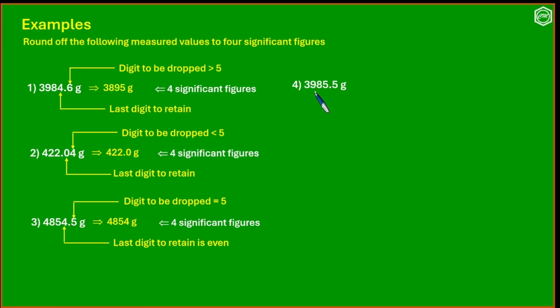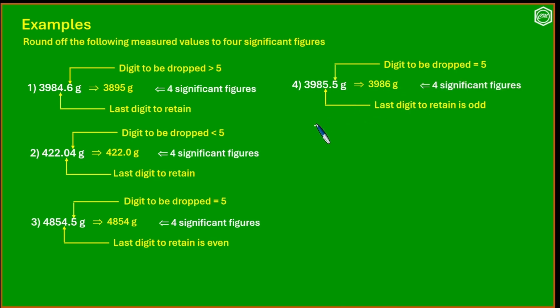Another example is 3985.5 gram. And there are 5 significant figures. So the last digit to be retained is 5 and the digit to be dropped is also 5. Since the last digit to retain is odd, it increases by 1. So the round off value will be 3986 gram. That is 4 significant figures.